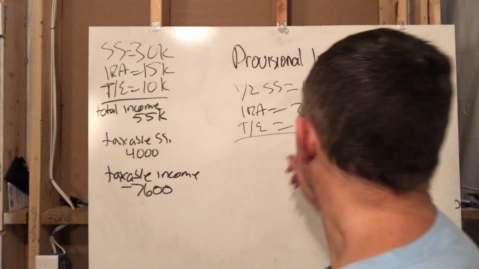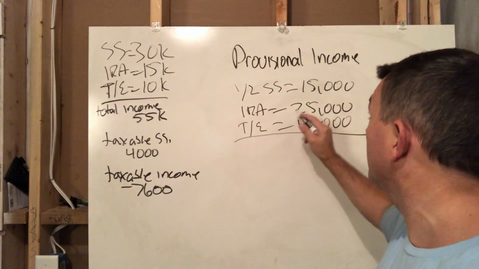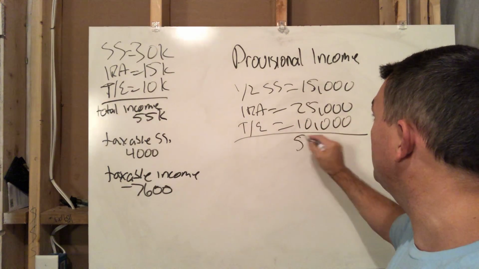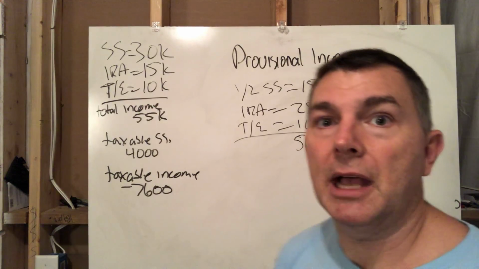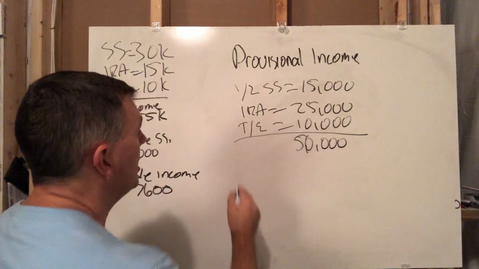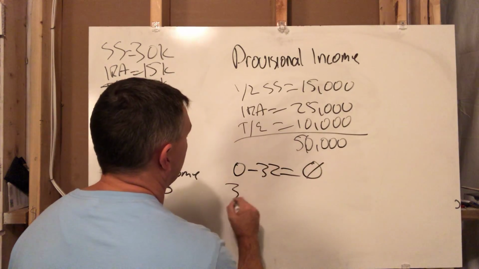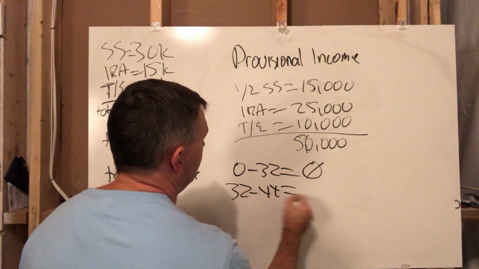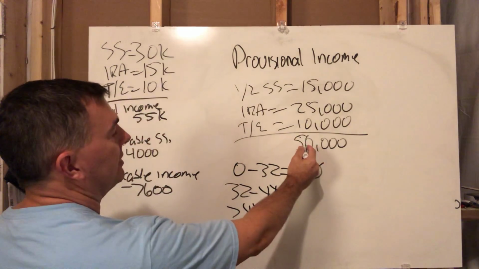It's crazy. So 15 plus 25 is what? 40, that's right. Plus 10, that's $50,000, our provisional income. Now we have to figure out how much of that is taxed: $32,000 to $44,000, and anything above $44,000. So here we have $50,000.